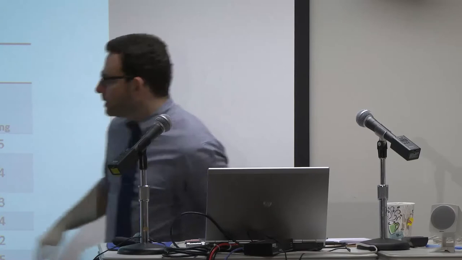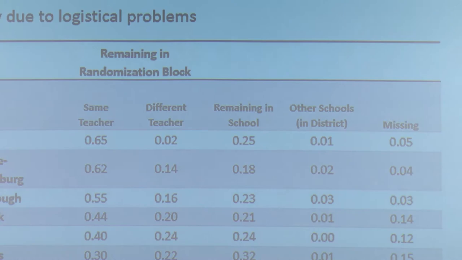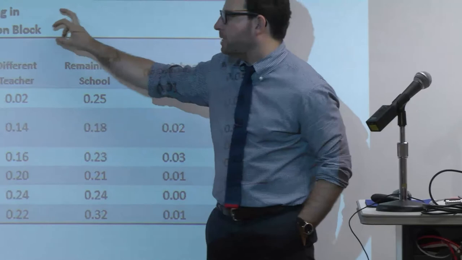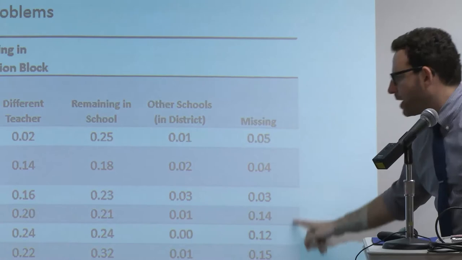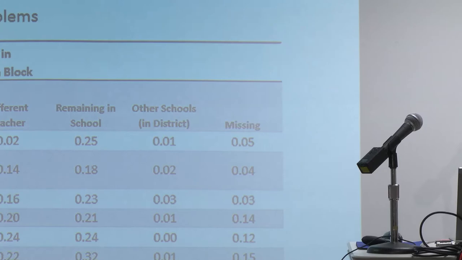But you can see the variability just across districts, right? 65% of the kids complied with the randomly assigned teacher in Dallas, less than a third in Memphis. And there's also variability in the share that remain in that randomization block, and then that stay in the school. There's actually quite a bit of action here in terms of the missing ones. So these are things to think about when we talk about generalizability in a second. So again, there was quite a bit of non-compliance, and it was due to a number of things.